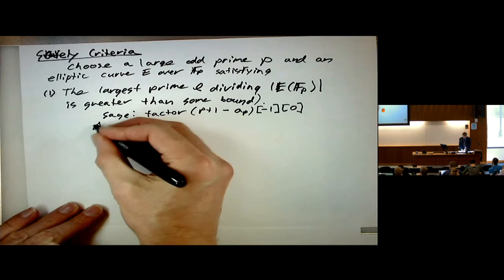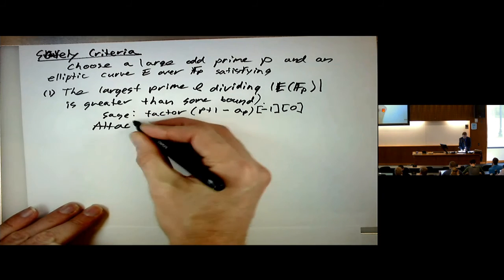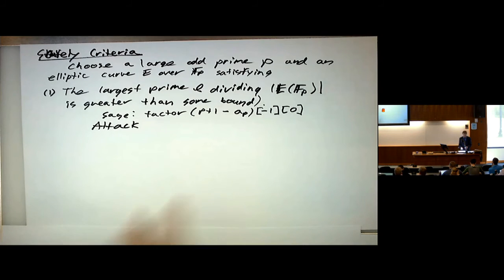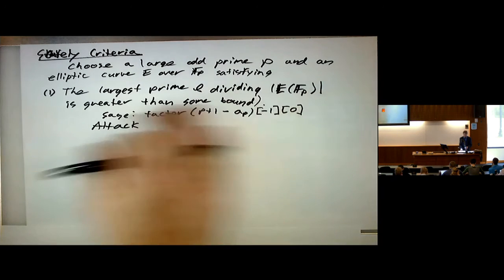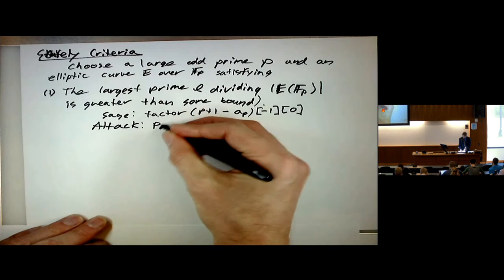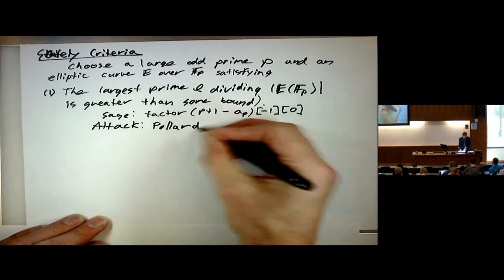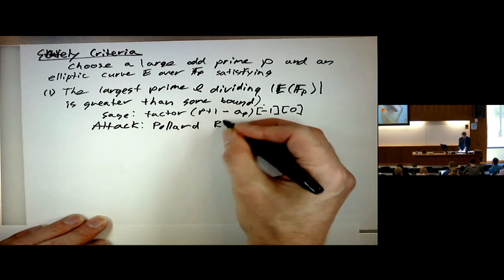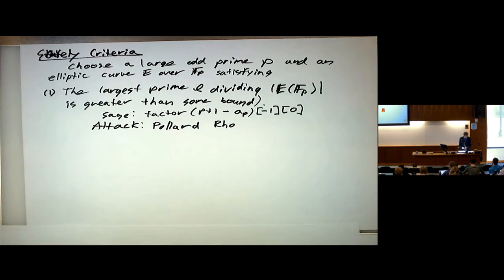The strongest attack against this, that you need to set the bound to resist, is the Pollard rho attack, which I am not going to discuss today. It is in the notes.